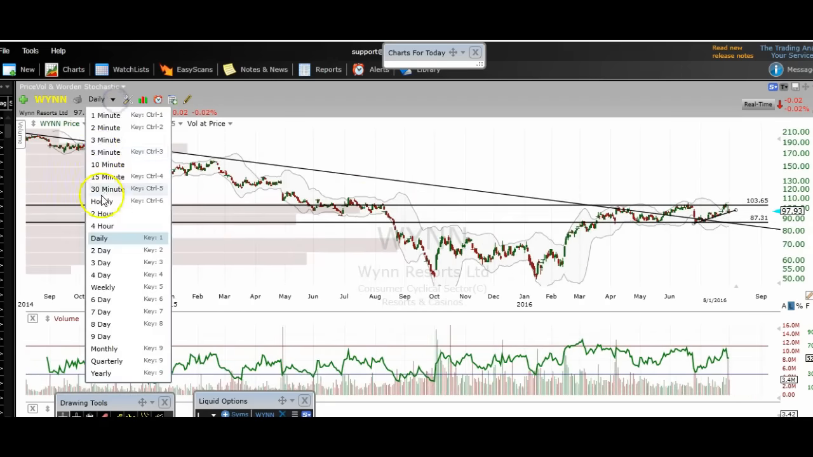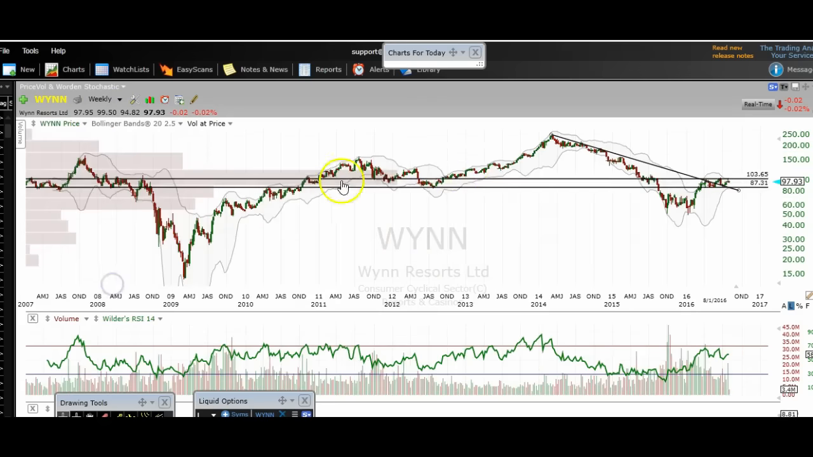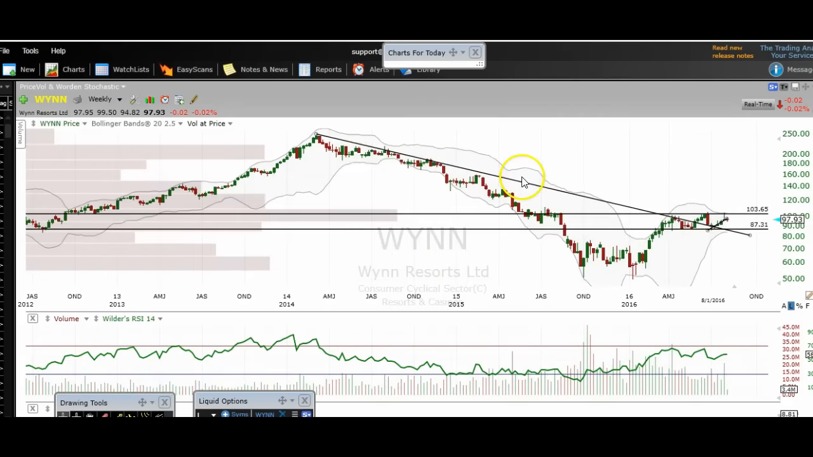Let me switch to the weekly time frame, and you'll be able to see it a little bit better. Okay, so a break back lower to about 87 would be another retest of that downtrend line that we broke over, which would be a good bounce zone. So just be aware of that if you are trading or investing in WYNN.